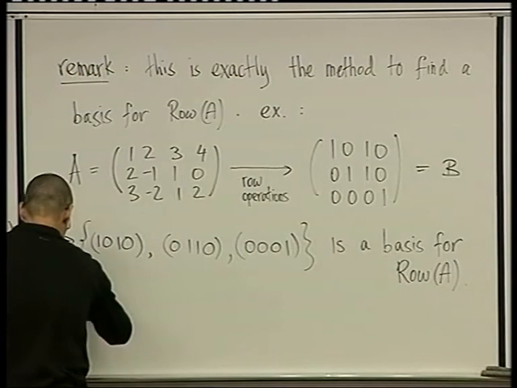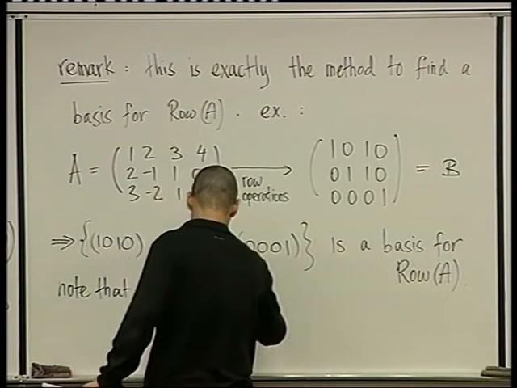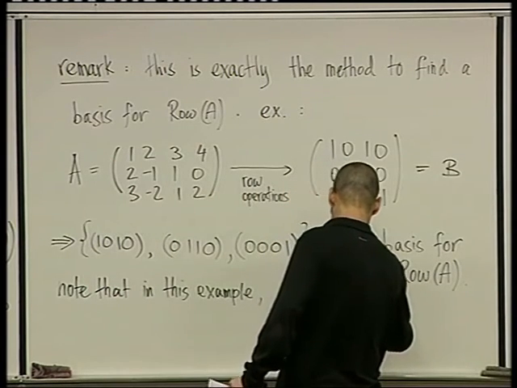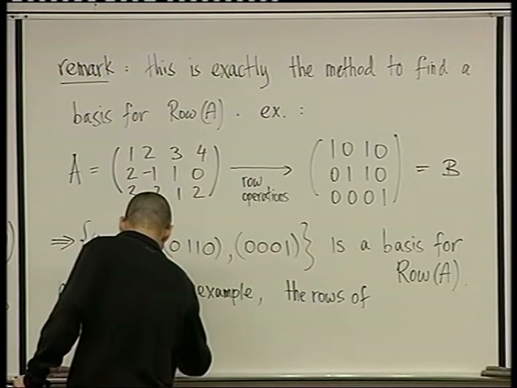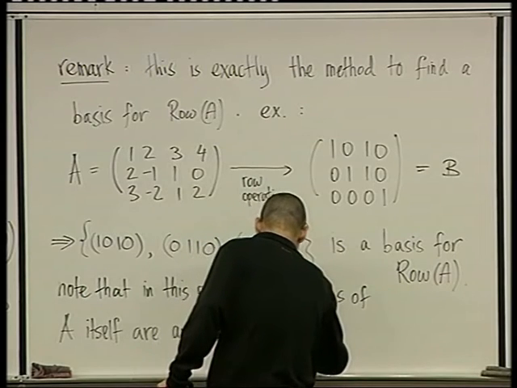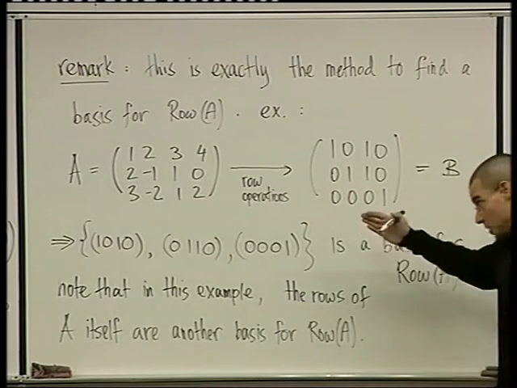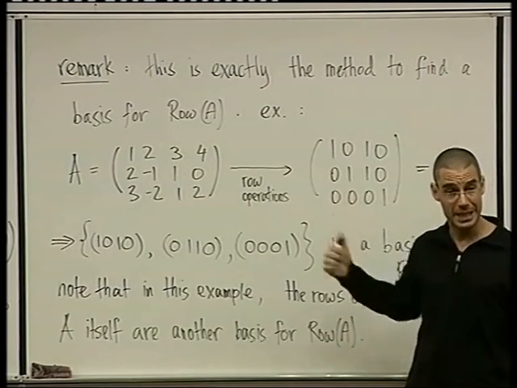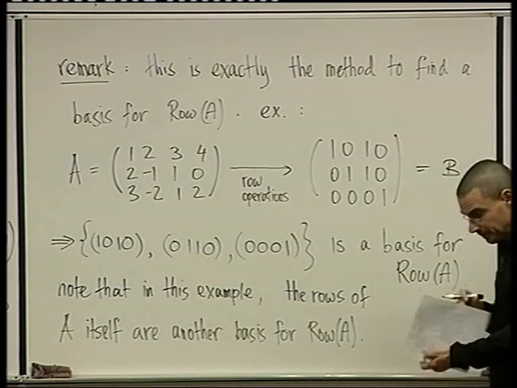So note that in this example, the rows of A itself are another basis for the row space of A. Because the dimension is 3, they're a spanning set of 3 elements, therefore they're linearly independent by theorems that we had last time regarding the number of elements in a basis. Okay?